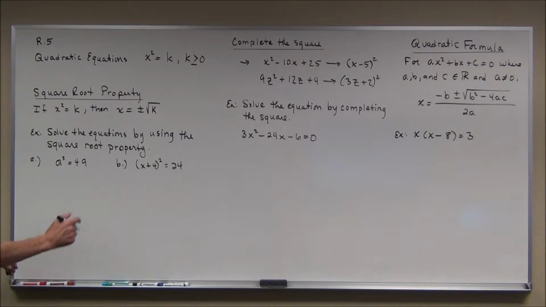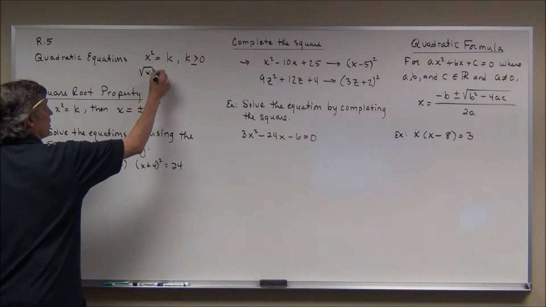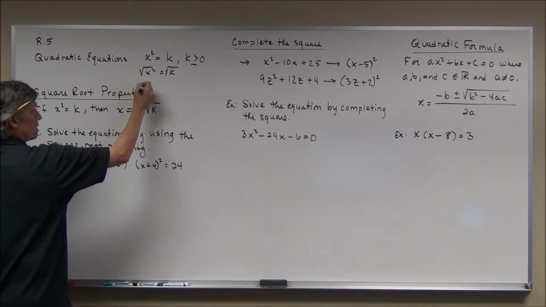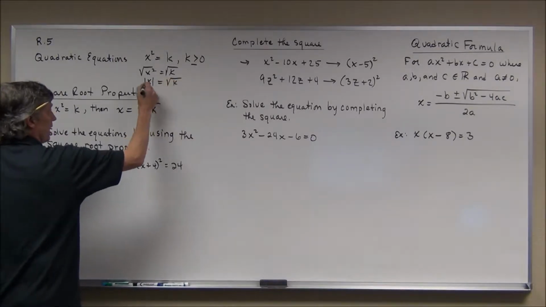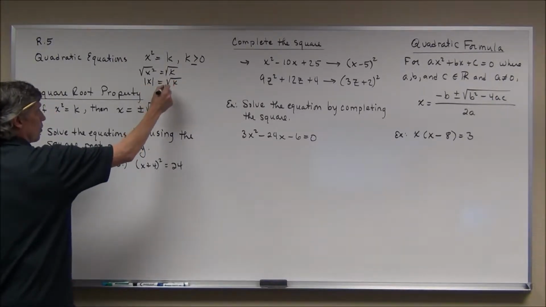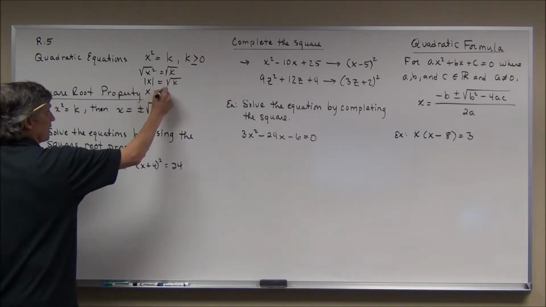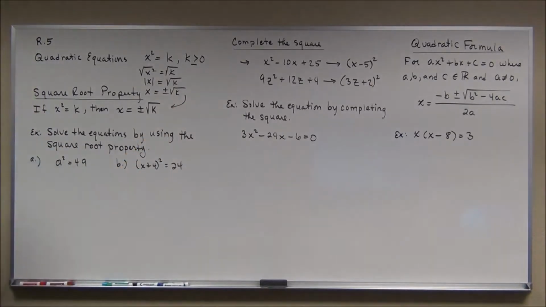Now I don't have all the steps down, but I would like to write out that if I take the square root of x squared and I take the square root of k, the square root of x squared is not x, it's the absolute value of x. And the absolute value of x is equal to the square root of k means that x is equal to the square root of k, or to its opposite, and that's where it picks up the plus or minus. And that's where this comes into play. So I'm going to use that property to solve these two equations.